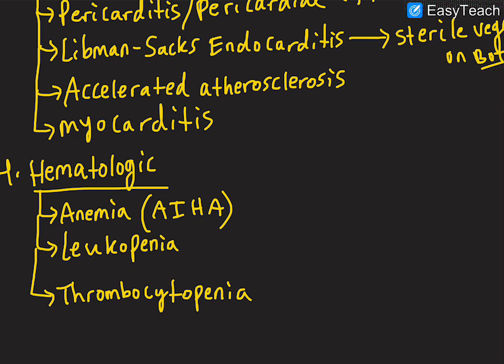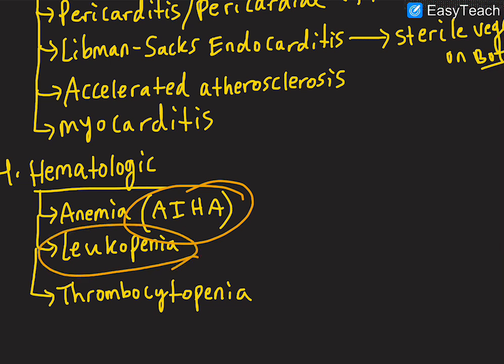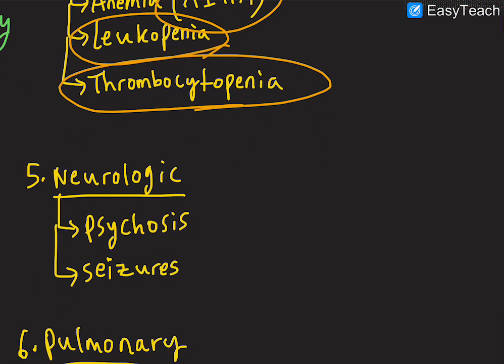Meaning if you're having self-reactive B cells produce antibodies, you can also produce antibodies against your red blood cells, leading to autoimmune hemolytic anemia. You can produce antibodies against your white blood cells, leading to leukopenia. You can produce antibodies against your platelets, leading to thrombocytopenia. Okay, so that's also bad.